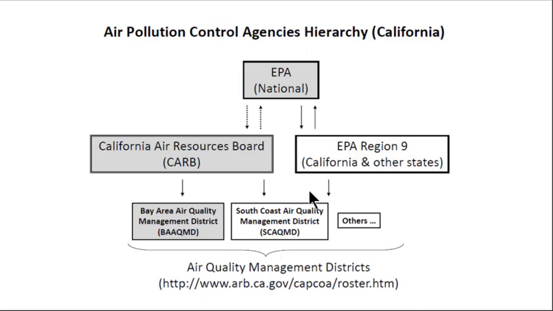We particularly highlight EPA at the national level, the California Air Resources Board at the state level in California, and the various air quality management districts at the local level. The Bay Area Air Quality Management District, BAAQMD, is the local air quality management district for the San Francisco Bay Area. The South Coast Air Quality Management District is the agency responsible for regulating air quality in the Los Angeles area. There are several other air quality management districts in the state.